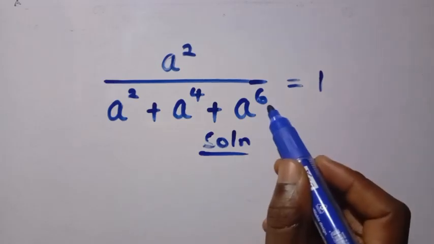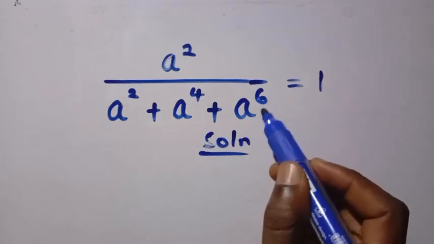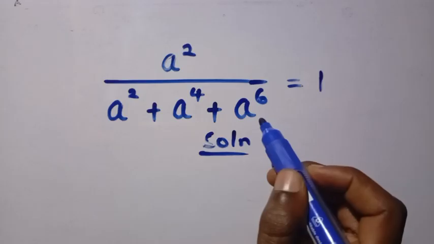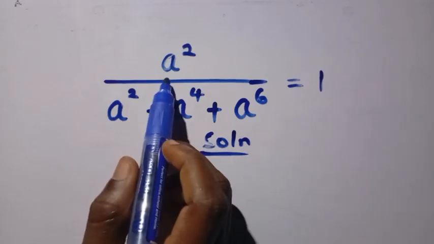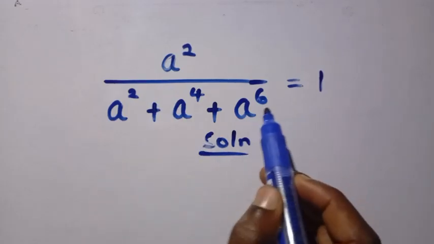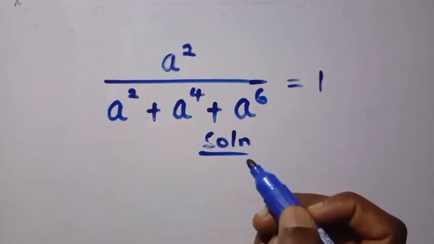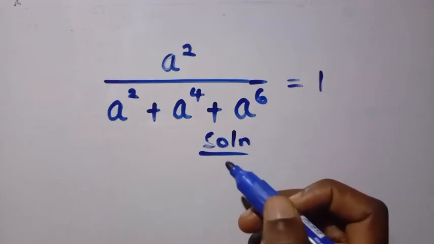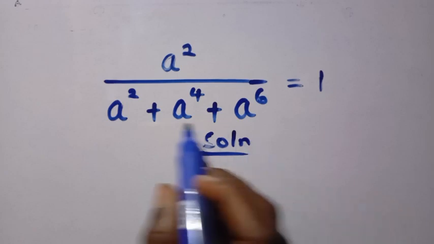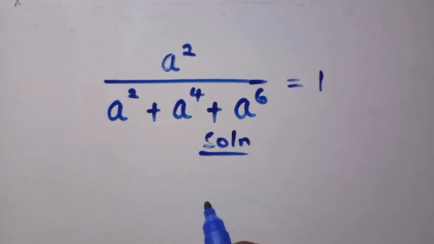So we are seeing the power of 6 here, but this is not actually the power of 6 because we have a power of 2 up. So we are not getting 6 answers, but let's see the number of the roots we are going to get and if they are real roots or complex roots. The first step is to cross multiply.